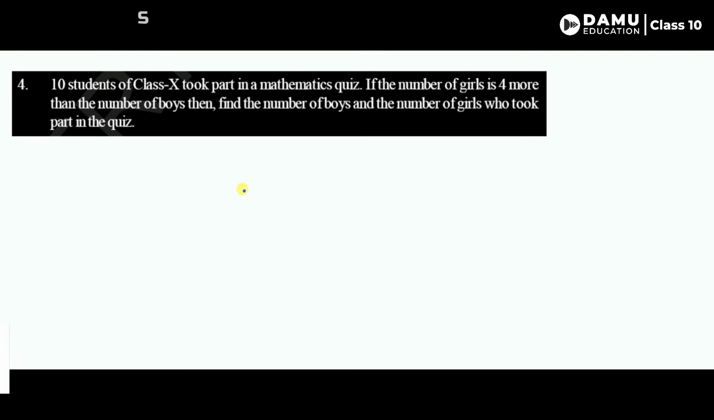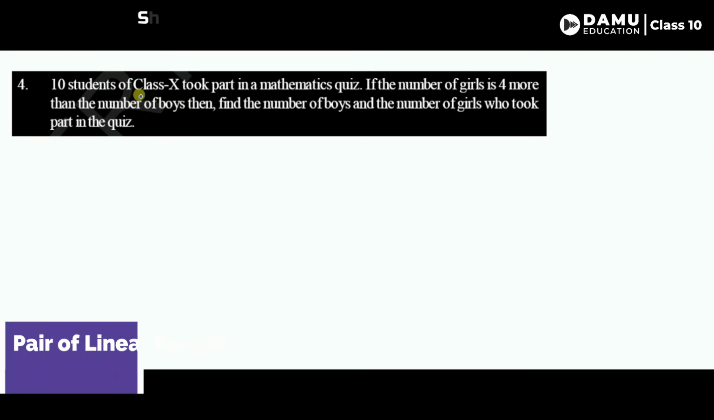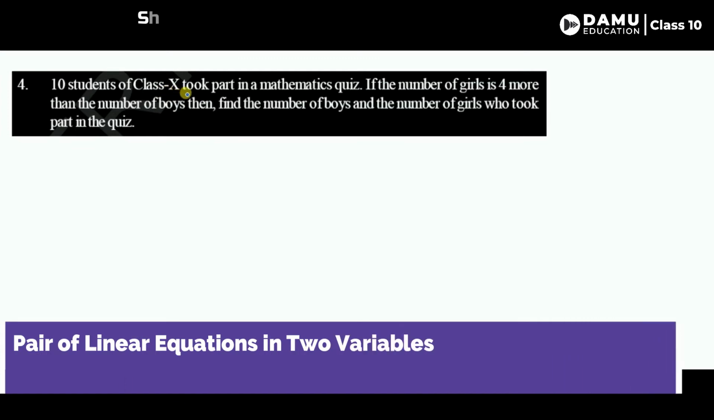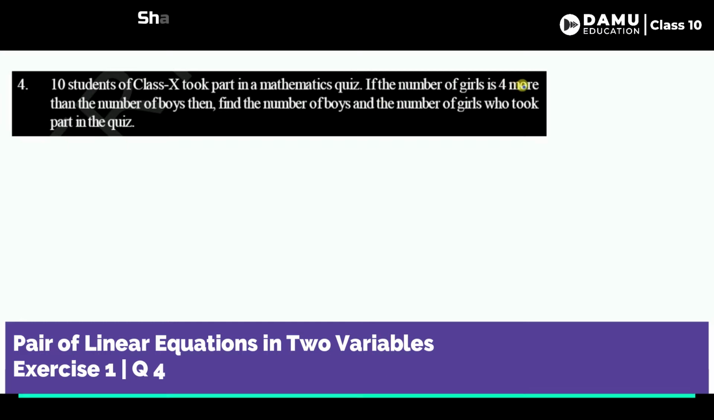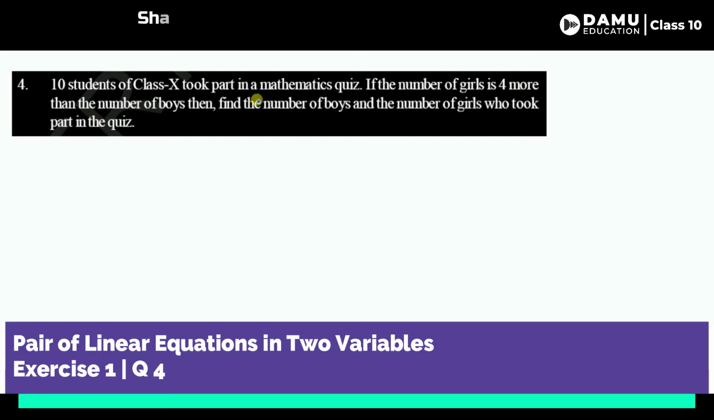So in this session, we are going to discuss our fourth question. What is that? 10 students of class 10th took part in a mathematics quiz. If the number of girls is 4 more than the number of boys, find the number of boys and the number of girls who took part in the quiz.